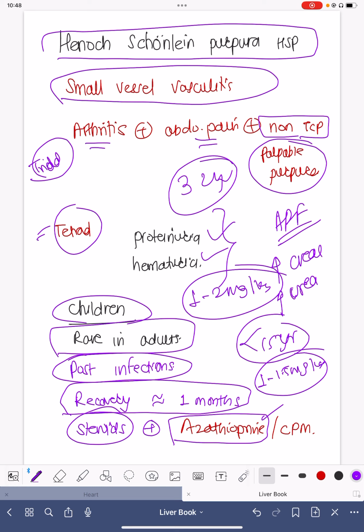If the patient doesn't respond to azathioprine, or if the patient's symptoms immediately worsen after reducing the dose of steroid, such a patient may need cyclophosphamide or other immunomodulator therapy. So this was all about Henoch Schonlein purpura for today.